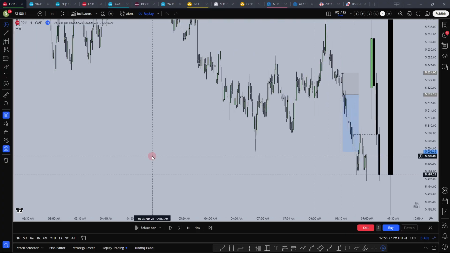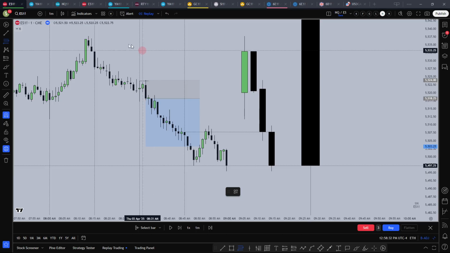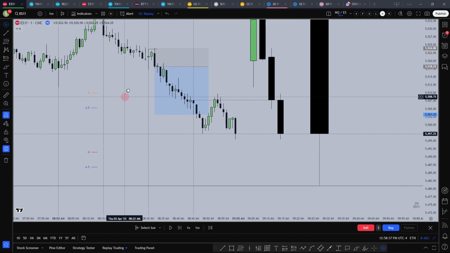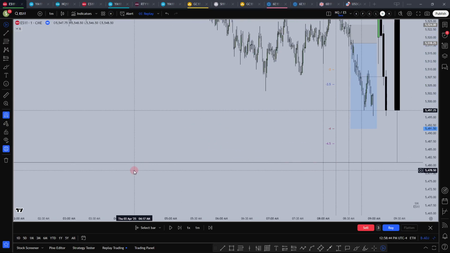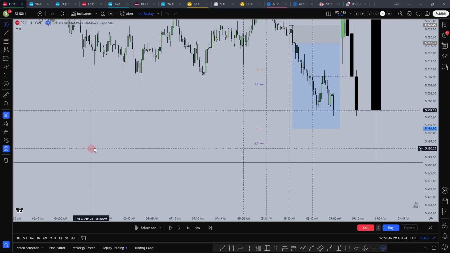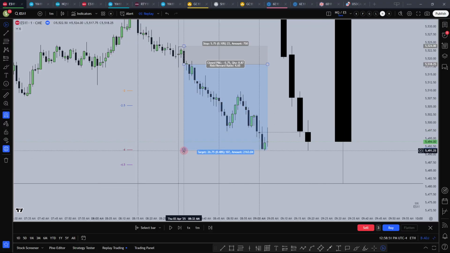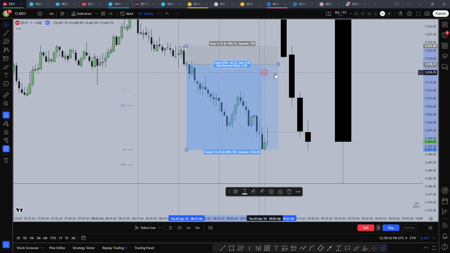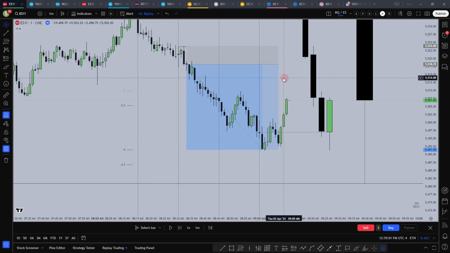Obviously partials around there, and if we use standard deviations, some around the 2.67 and 4.67 levels, and the final objective would have been the low of the day, which would not have been hit. This 4 standard deviations partial would have been hit, and you would have gotten trailed out.